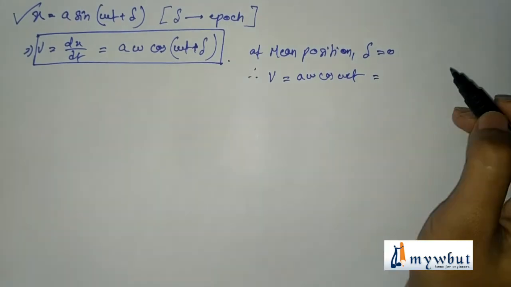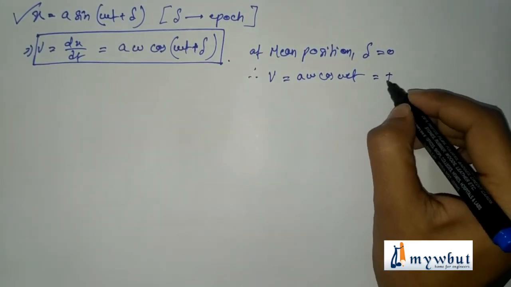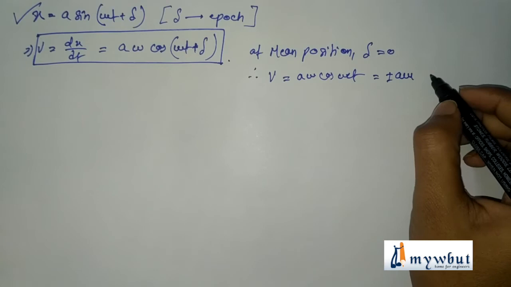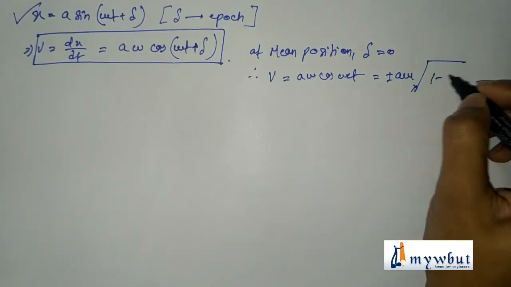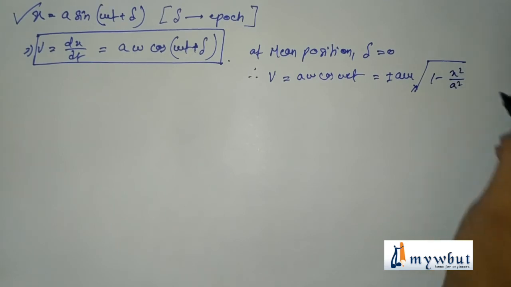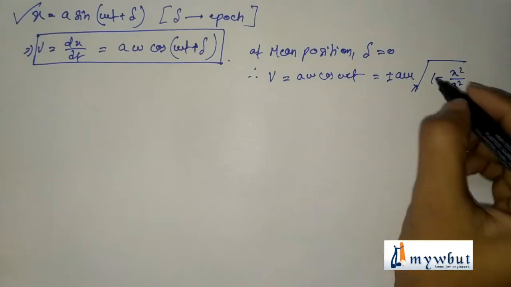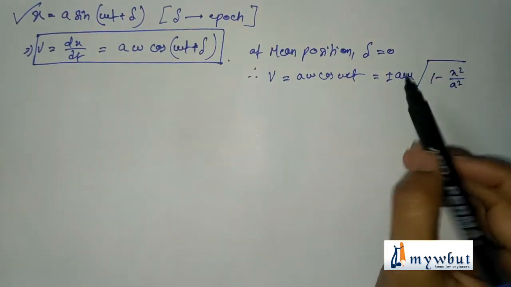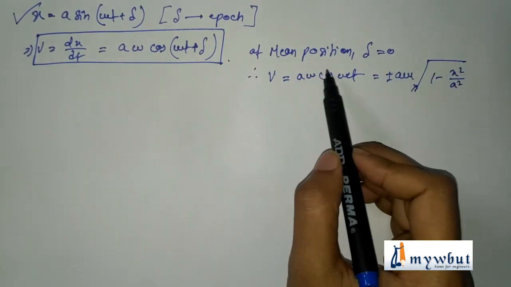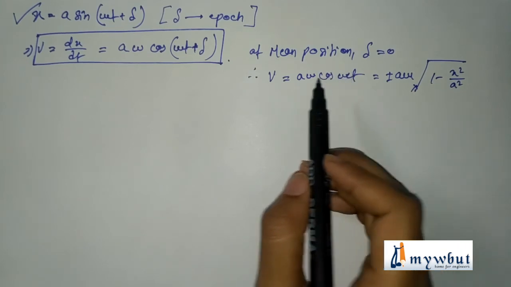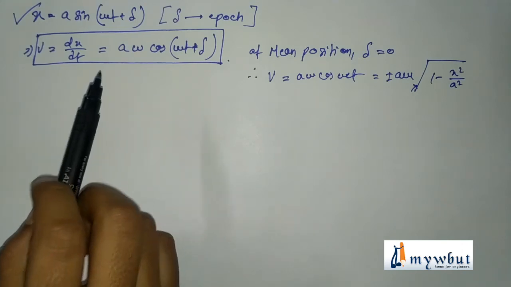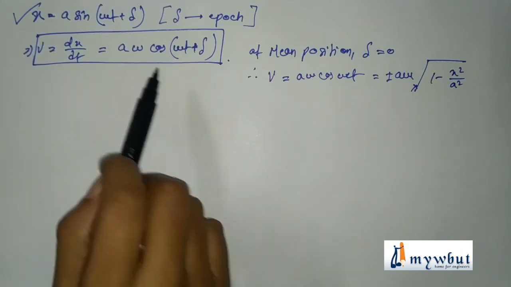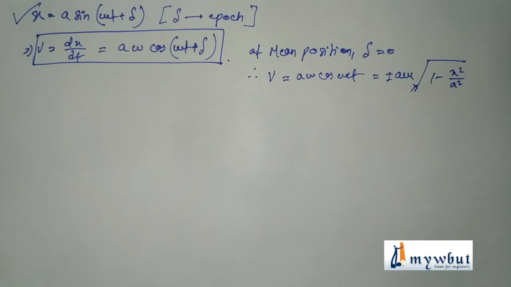and that we can write as plus minus A omega into root over 1 minus x square by a square. Why? Since at time t equal to 0, the value of delta will also be 0. So x will be a sine omega t. That is equal to, if we write cos omega t, we will get this value of it.